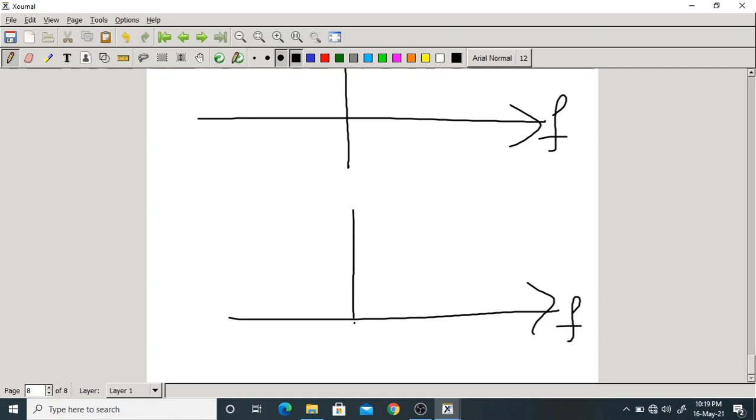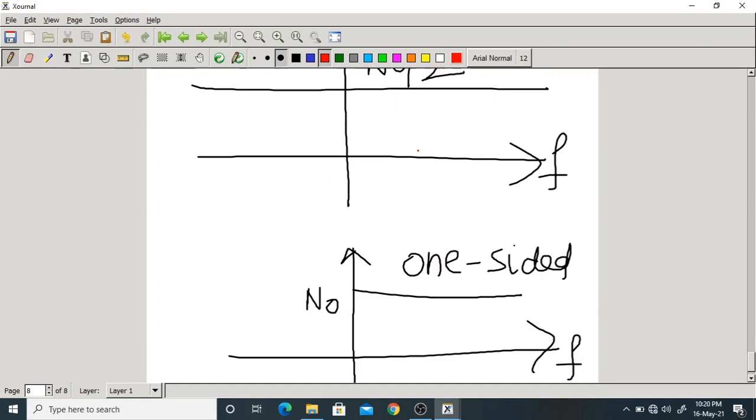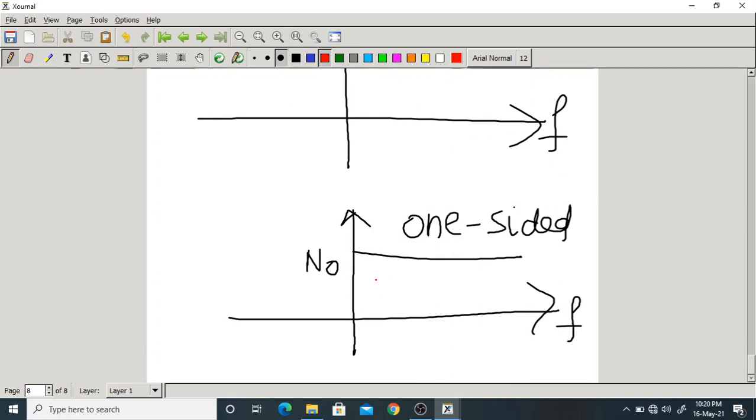Generally it is not that relevant here, but this is called N. We write only N naught. This is one-sided. But in all the communication literature, we use this PSD. If they say PSD, by default it is two-sided. If they simply mention PSD, it is two-sided. If they mention specifically one-sided, you consider this.